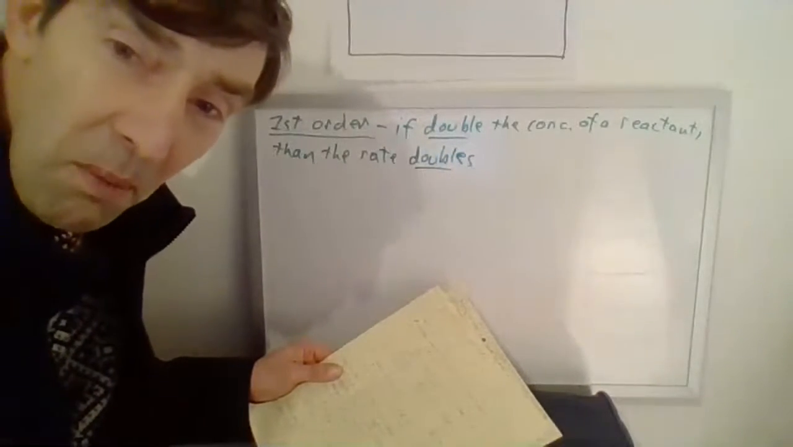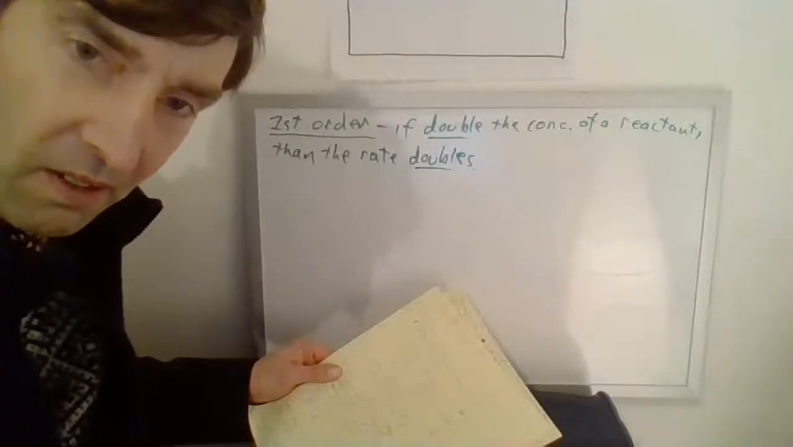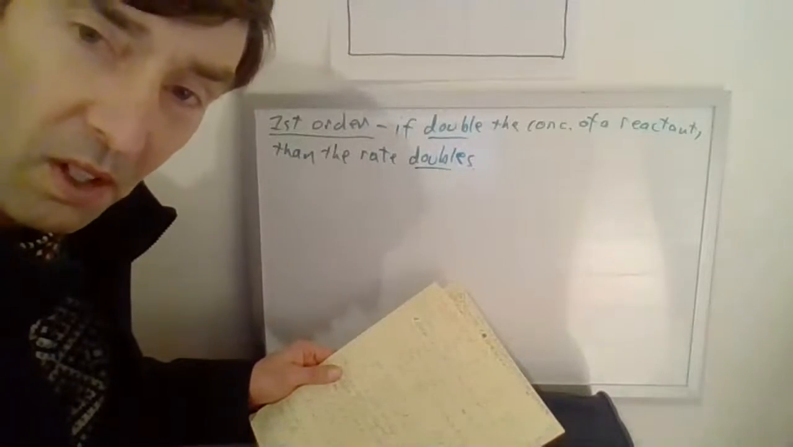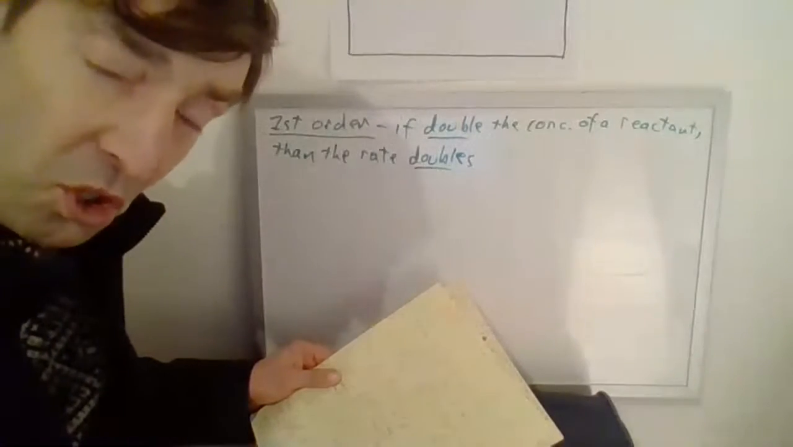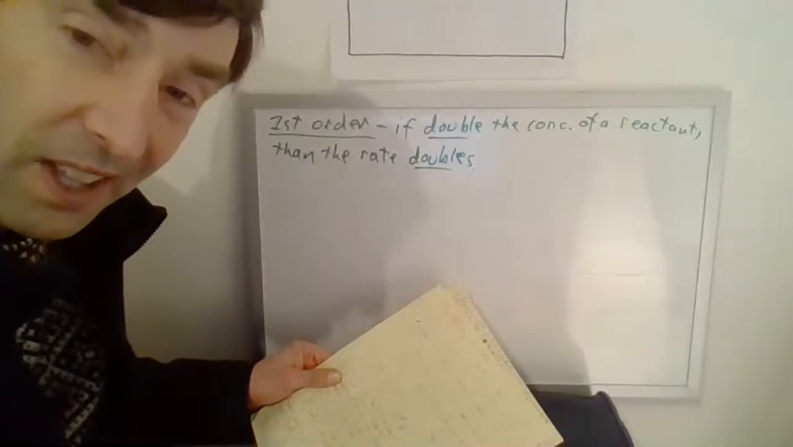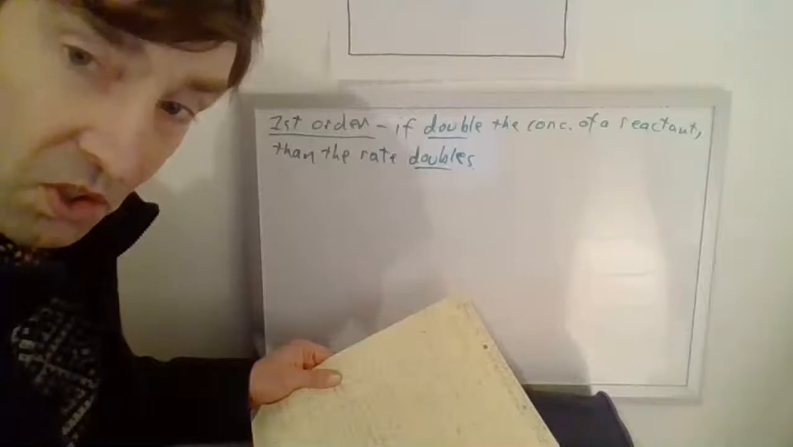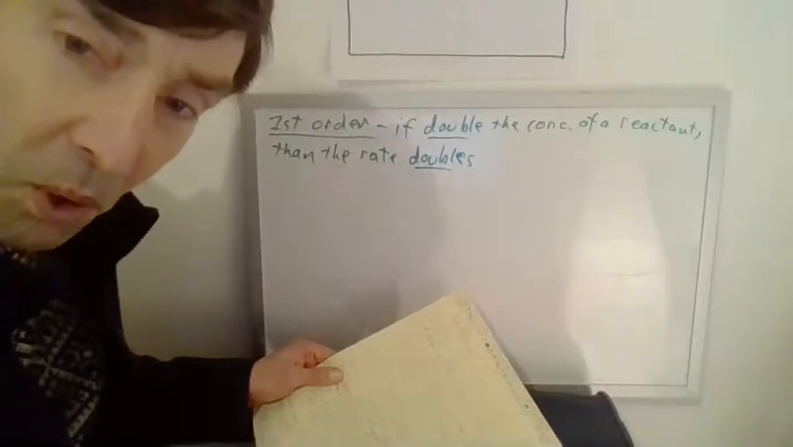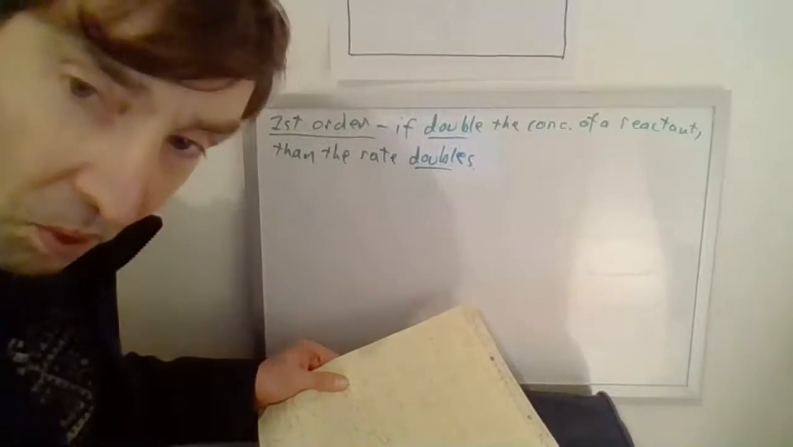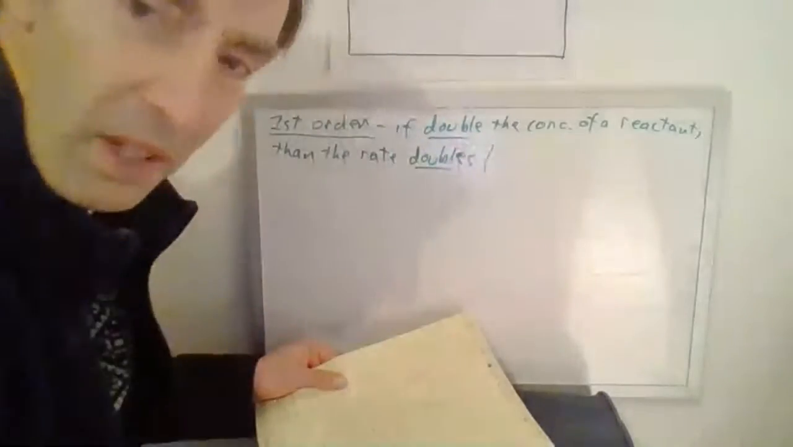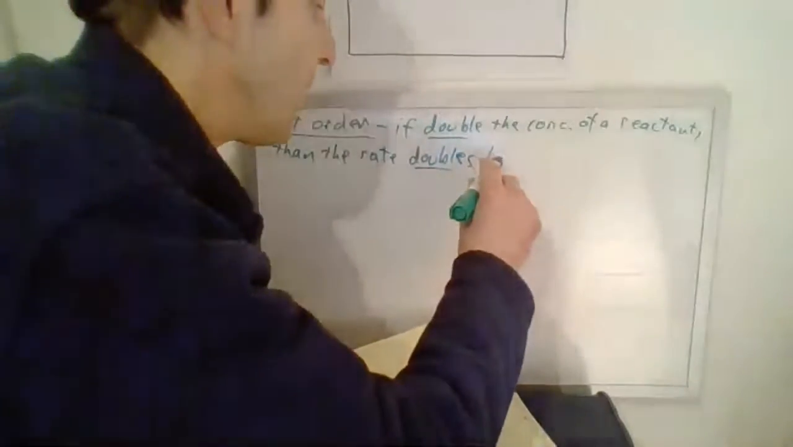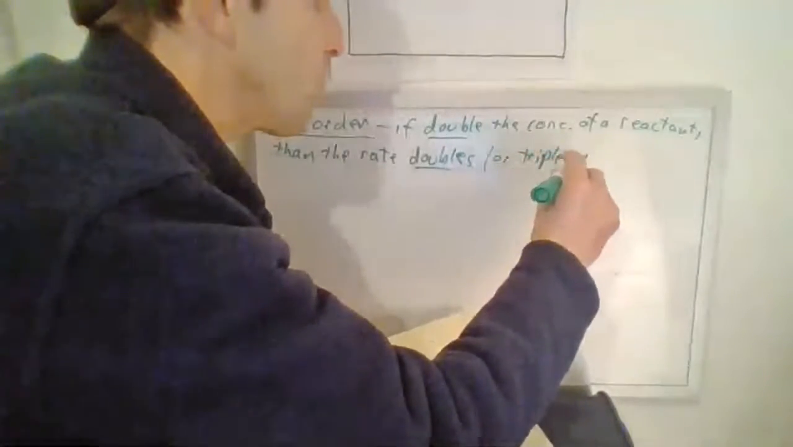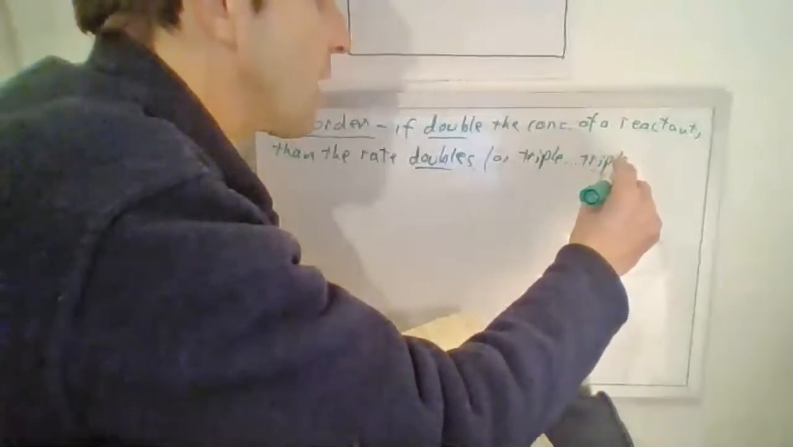Remember, 0 order, if I double a concentration of a reactant, it does not change the rate. First order, if I double the concentration of a reactant, then the rate doubles as well. So it's a 1-to-1 relationship. Or, if you triple the concentration, then the rate will triple, okay? Or quadruple and quadruple, you know what I mean? It increases by the same amount. Or triple, etc.